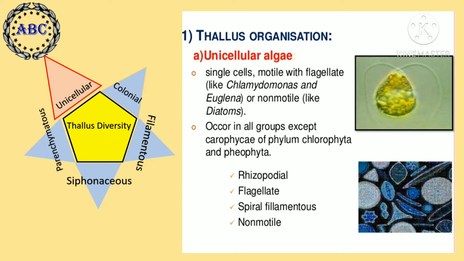It occurs in all groups except Charophyceae of the phylum Chlorophyta and Phaeophyta. Again, unicellular algae show rhizopodial type, flagellate type, spiral filamentous type, and non-motile also.